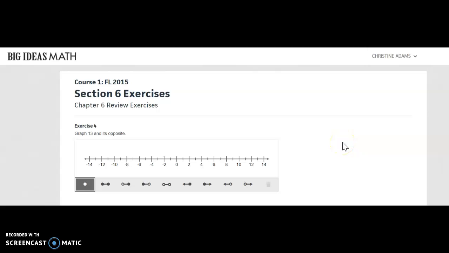Good morning, and we're on chapter 6, section 6 exercises. All right, so this is the great thing about negative numbers.